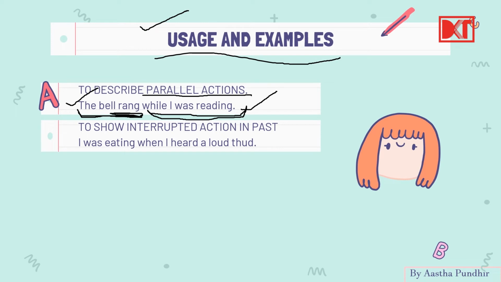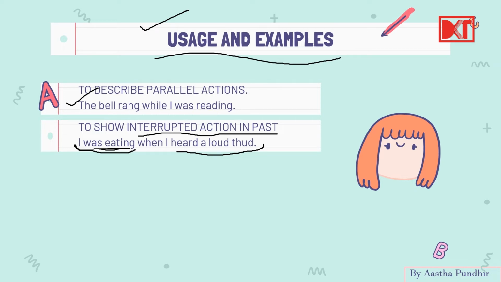Now next, we have an interrupted action in the past. Similarly, an interrupted action, like I was eating. I was eating, and when what happened? When I heard a loud thud. Alright. So again, which is the interrupted action? The interrupted action is I was eating. And suddenly a loud thud happened.